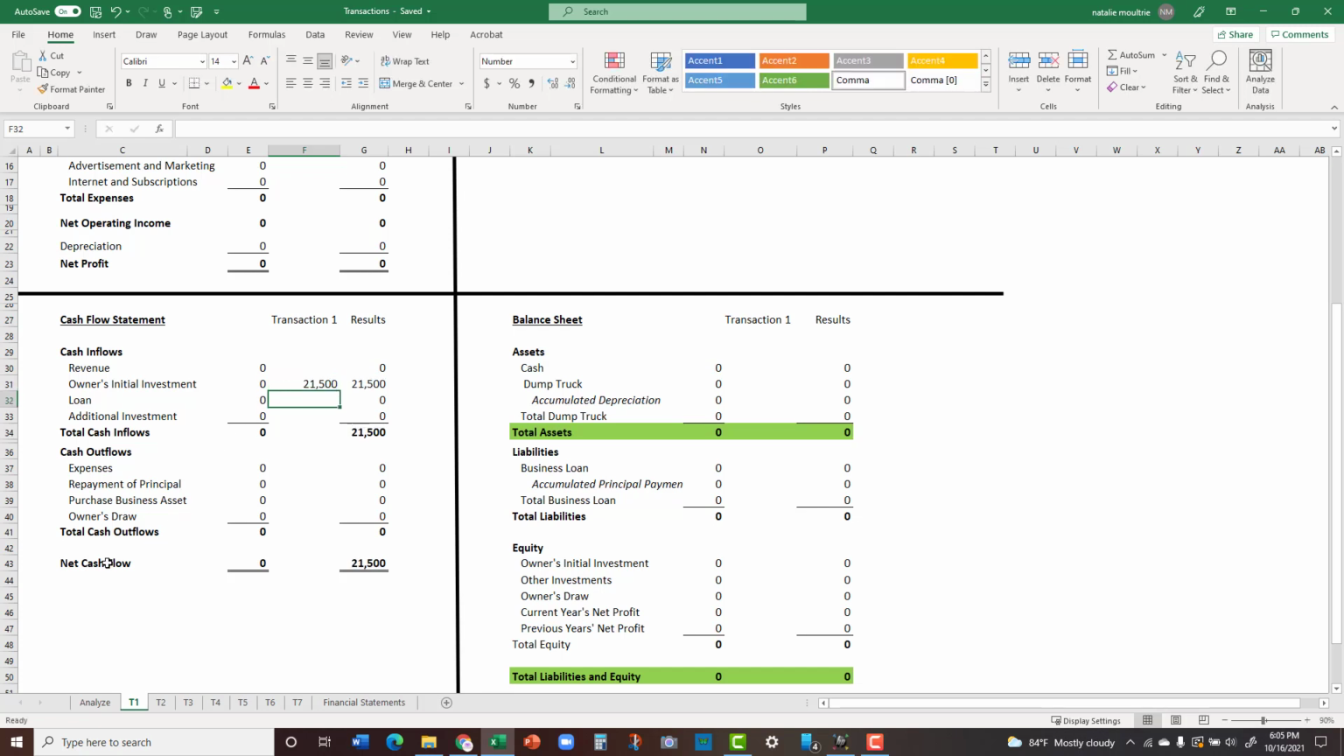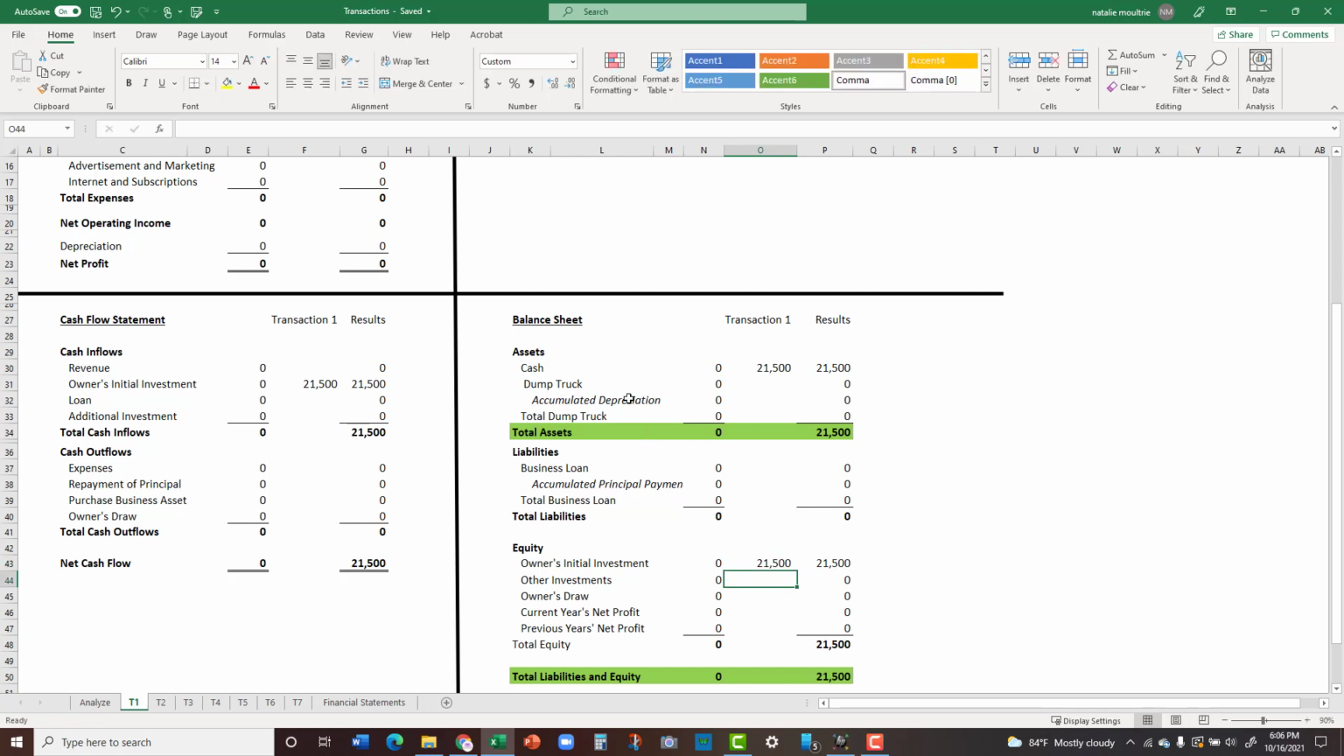So that gives us our bank balance. Remember, the cash flow statement shows our bank balance of $21,500. Now let's take a look at our balance sheet. It's going to increase our cash bank balance, $21,500. And we also have to record it in our equity section as an investment by the owner. This was her initial investment into the business, so we will record it here.